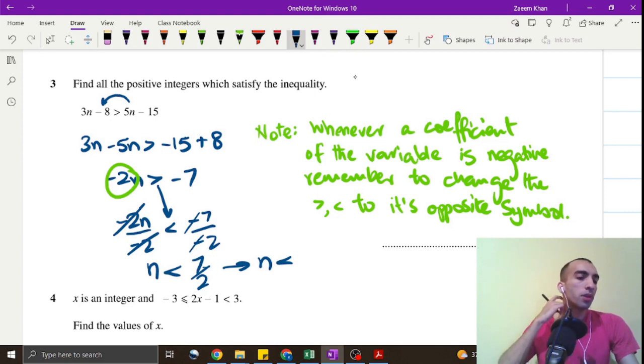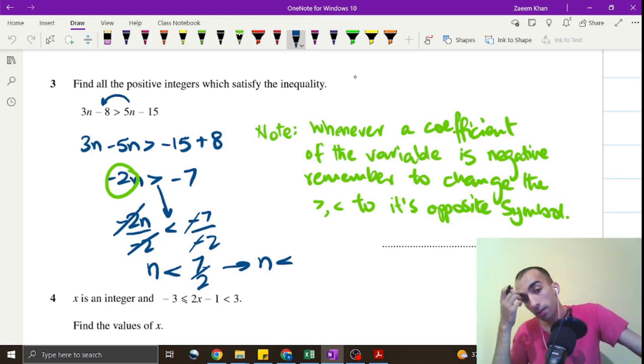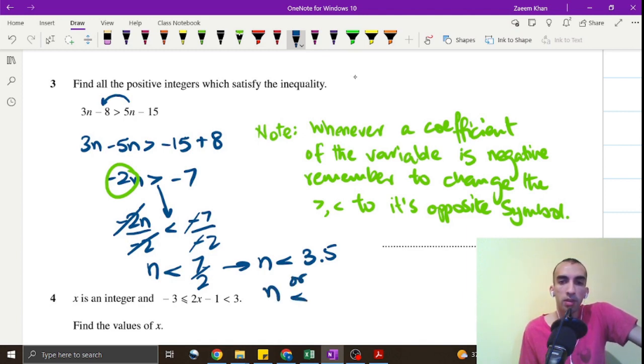But 7 by 2 is an improper fraction. How do I change that into a more presentable format in mathematics? Come again? A mixed fraction. You can either make it a mixed fraction, or you can pick up your calculator and just divide 7 by 2. If you use your calculator, it will be 3.5. That's the correct answer as well. Or you can write n is less than 3 whole 1 by 2.